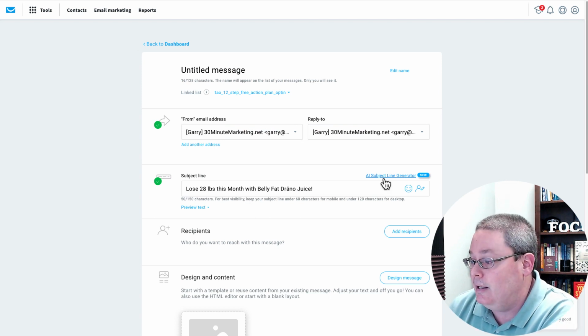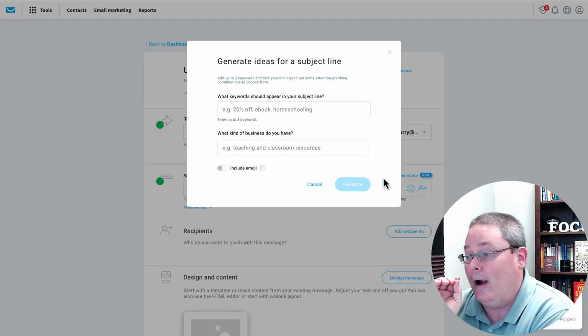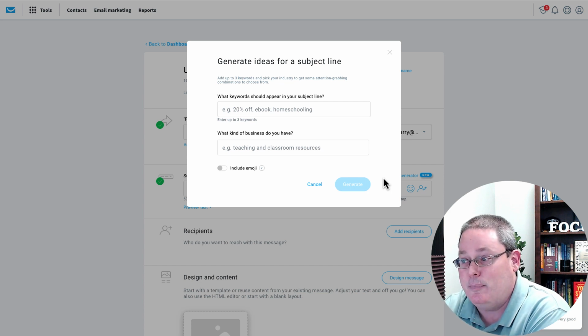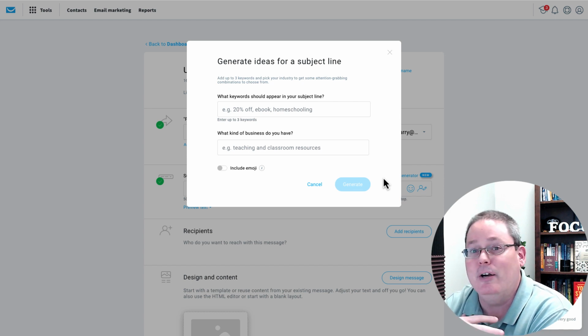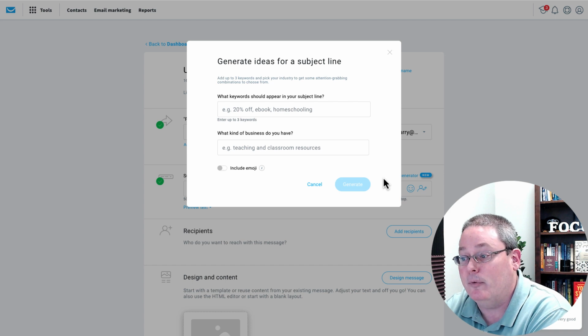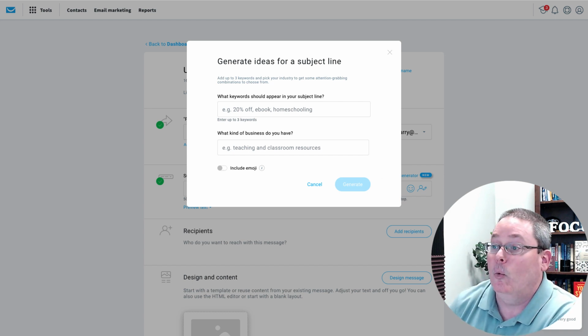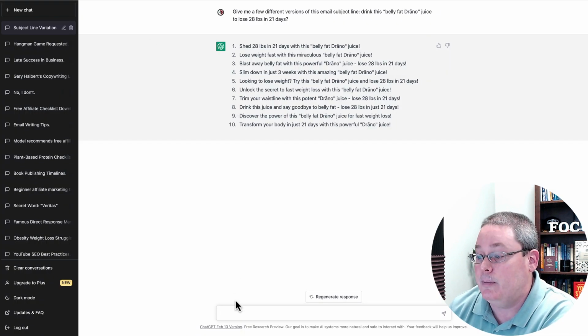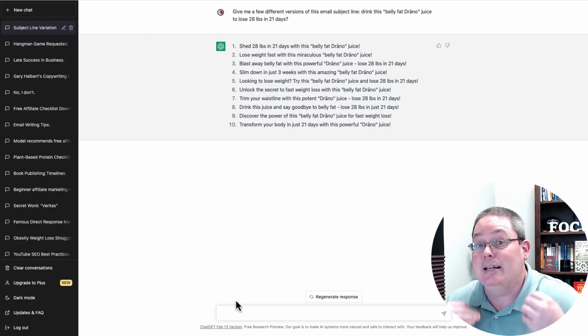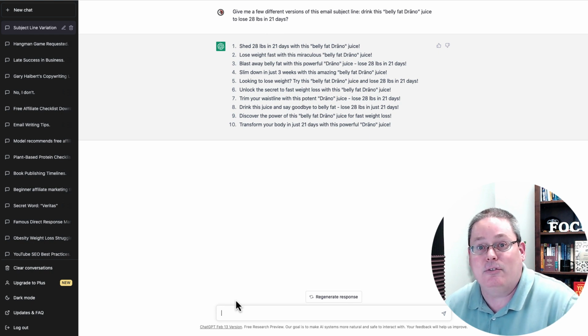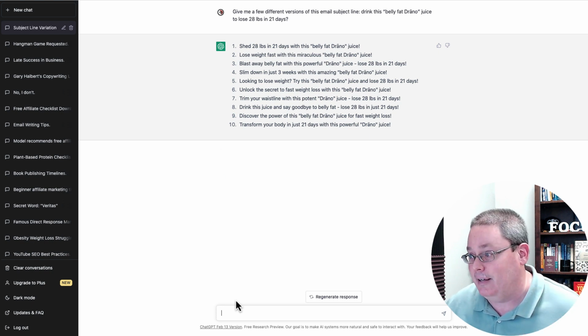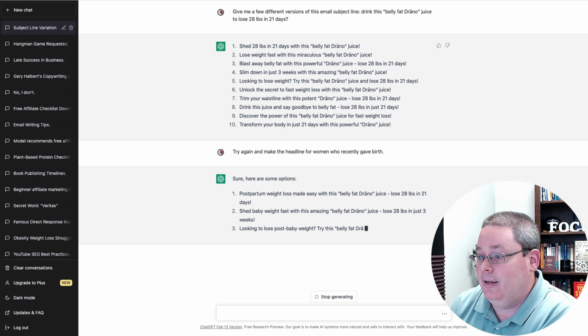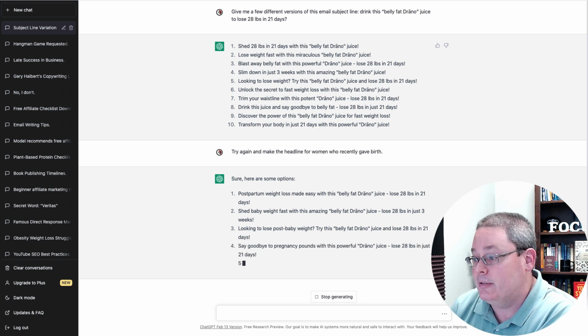Now, in my opinion, that's the reason I never got excited about AI until ChatGPT, because it was always like this. It was always very limited or restricted, or felt very restricted to me based upon the information you were able to give it for it to then generate you an outcome. Whereas if you're inside of ChatGPT, you can literally give it different types of input by asking it questions or setting the context. Here you can see I've reset the context. Try again and make the headline for women who recently gave birth.